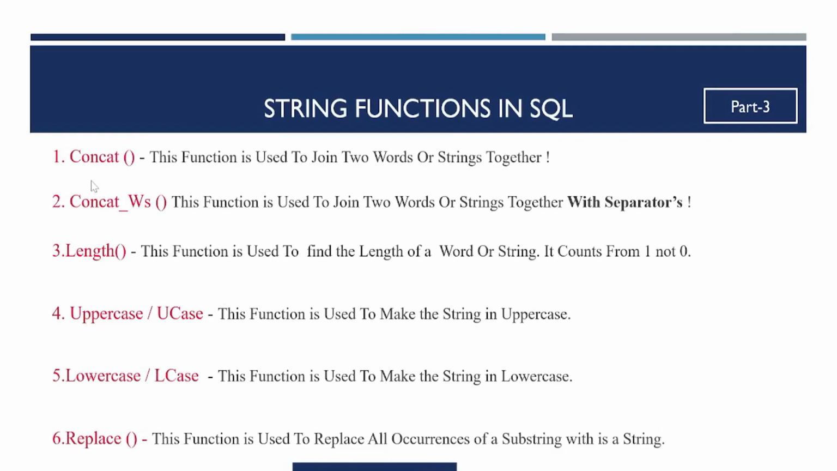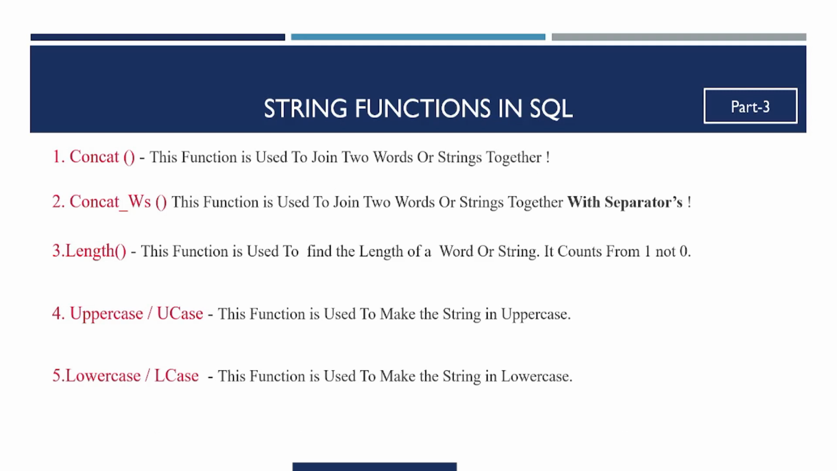So let's start with the concat function. This function is used to join two words or strings together. And this concat function, guys, we have already used in Excel and Power BI, and now we will learn how we can use it in SQL. Let's move towards the SSMS screen and understand the concat function with a practical.